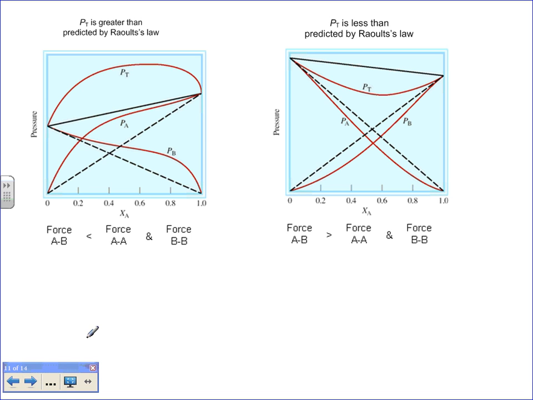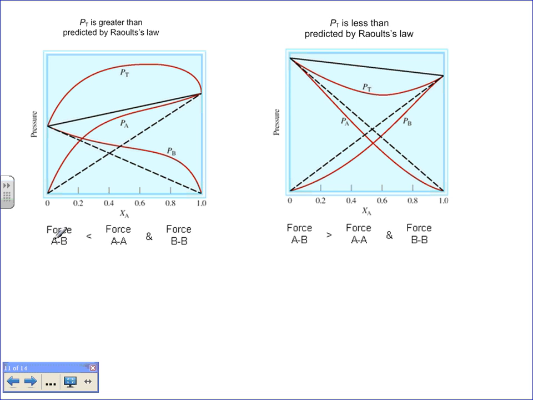Now let's consider just qualitatively a non-ideal solution. So this is a solution where we've got components A and B, but we have substances A and B that do not have similar intermolecular forces. There are two possibilities. We need to consider the force of attraction between A and B.